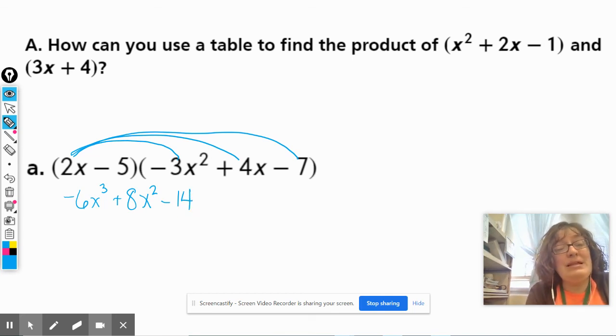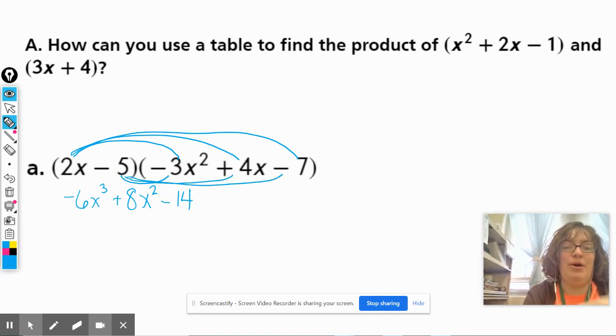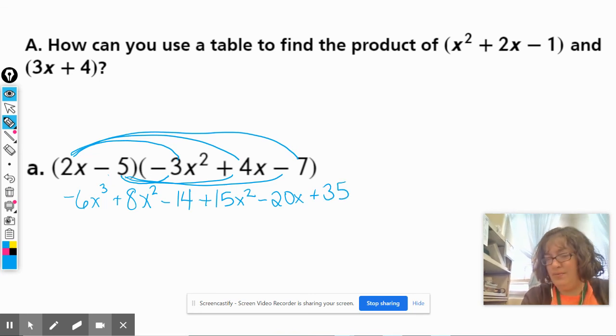Now I'm just going to repeat that process, but multiplying my negative 5 by every part of that second trinomial. So negative 5 times negative 3x squared becomes positive 15x squared. And negative 5 times 4x becomes negative 20x. And finally, negative 5 times negative 7 becomes positive 35.